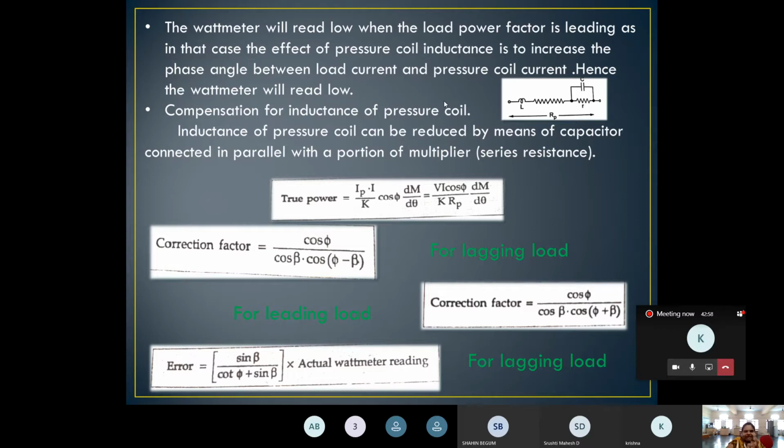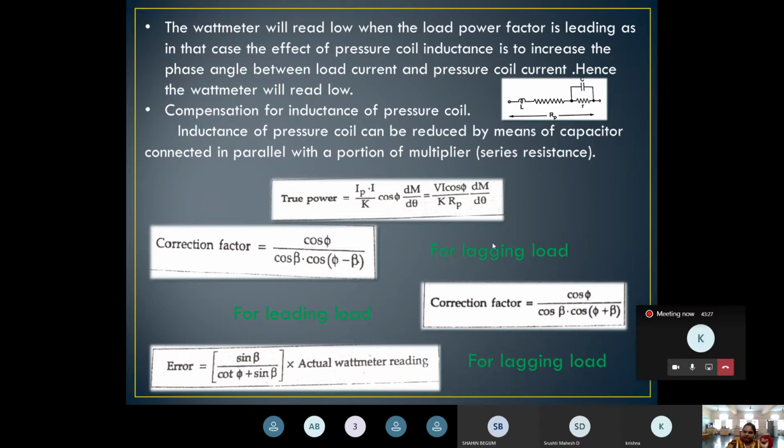Due to the pressure coil, I can control that. These are some equations we are going to take directly. There is no need to derive them, because this question will be asked for 8 marks. We have to write all the errors for that reason. Directly write the equation. The error is going to be taken as Ip into I divided by K cos phi dM by d theta. That is going to be taken as Vi cos phi divided by K Rp dM by d theta.